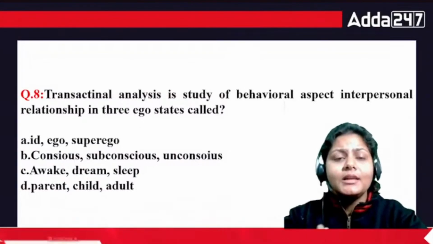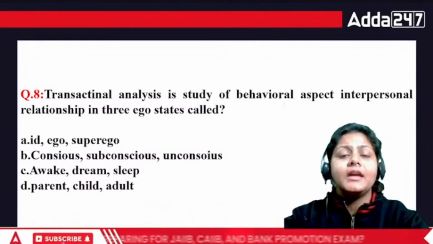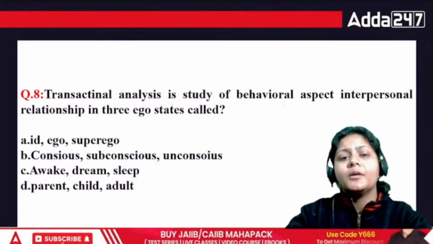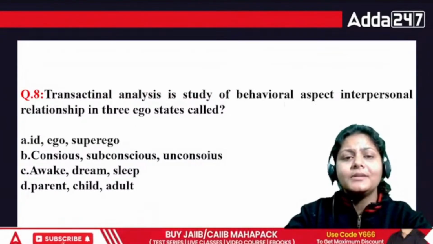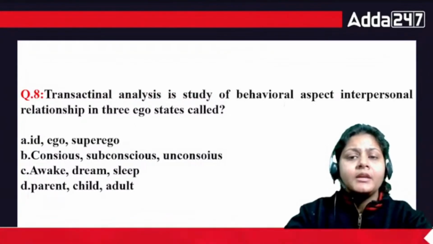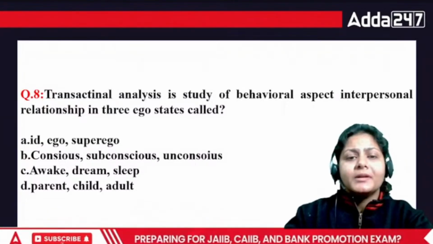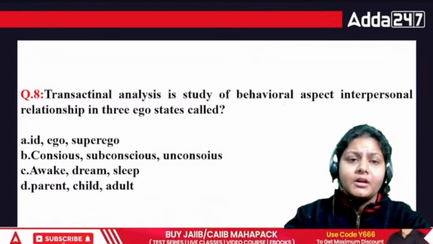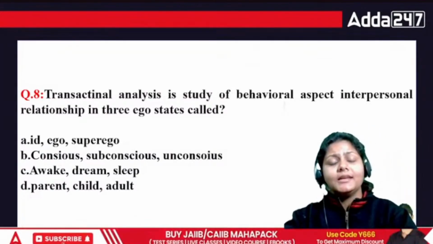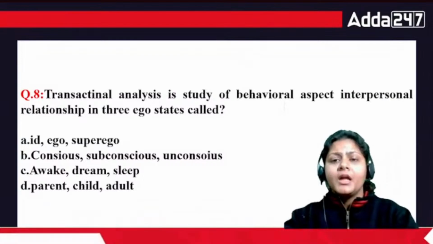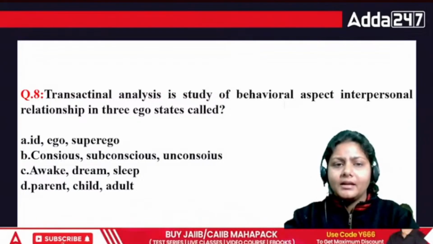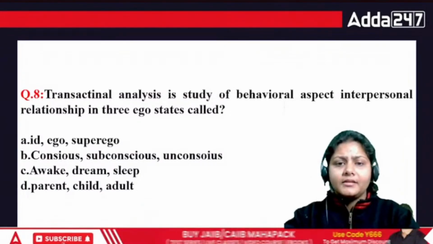See, transactional analysis is given by Eric Berne. That is where we are talking about communication transactions. Communication means a transaction is happening between two persons, and here we are talking about the transaction of communication. So the answer here is parent, child, adult ego states. Every person normally has three states: sometimes we behave like a parent, sometimes like a child, sometimes like an adult. So D is the right answer.